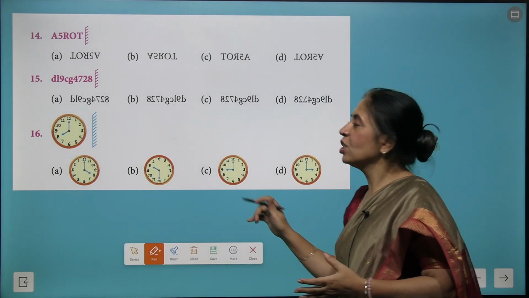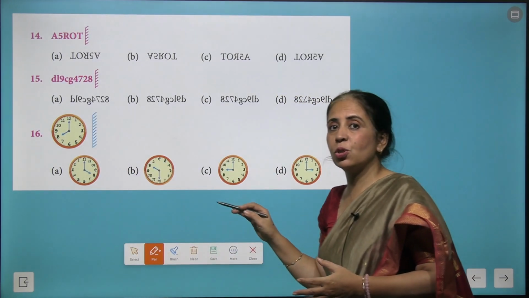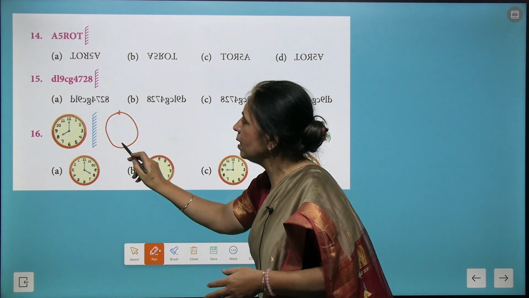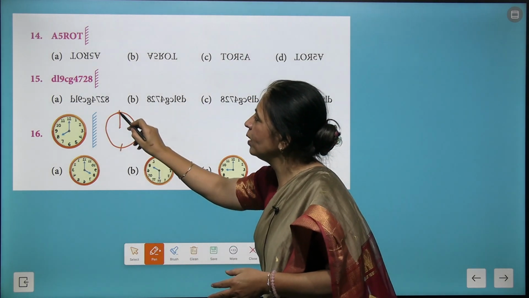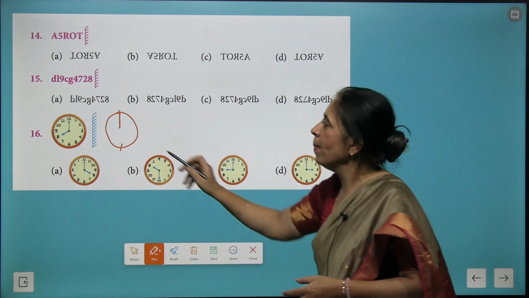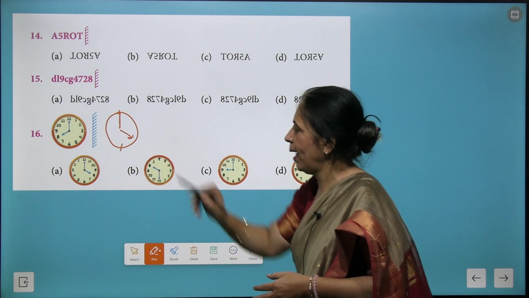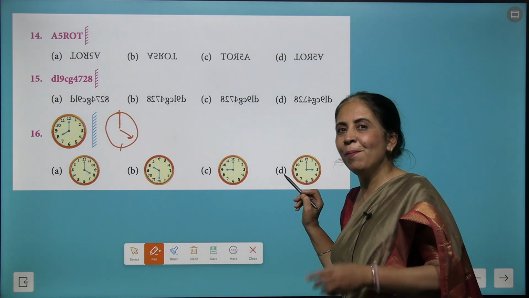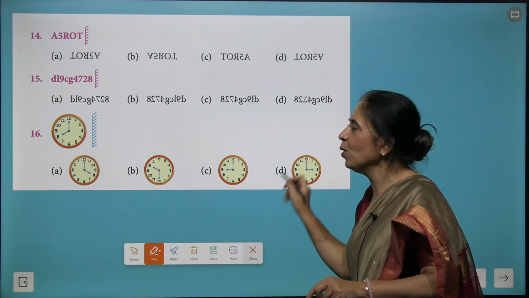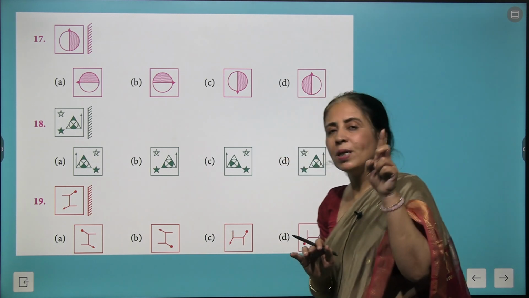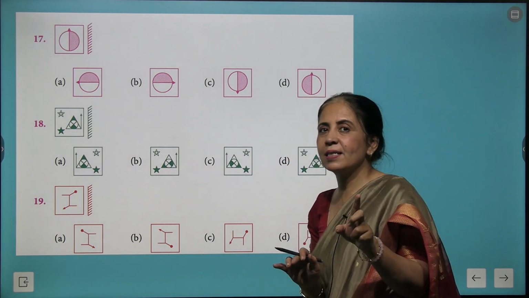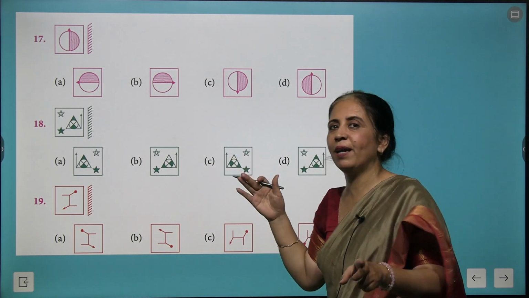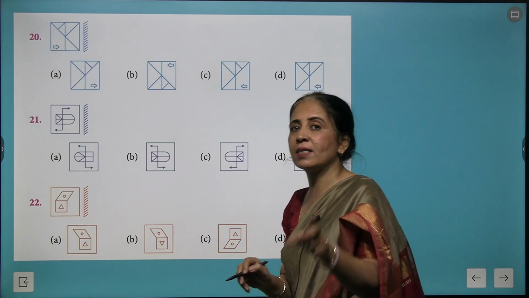Now another question we have is the question related to reflection of a clock. So let's draw a circle, mark the numbers, and we know that 12 will remain at the top and 8 will come like this. So very quickly, can you guess the right answer here? Good going, beautiful.